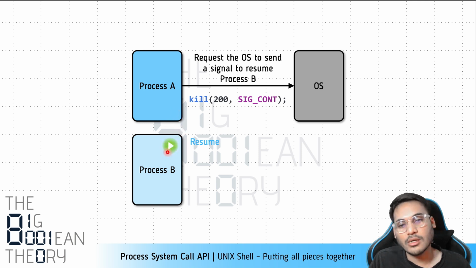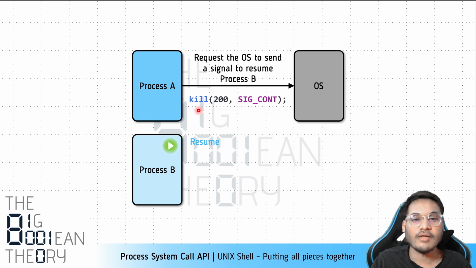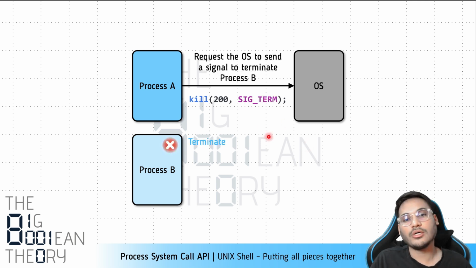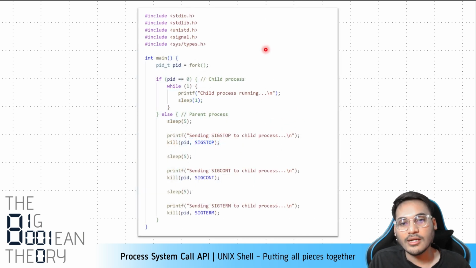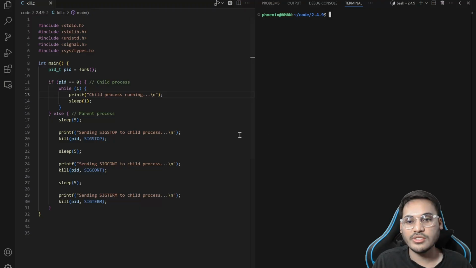Then if a process sends a signal to pause another process, it can also send a signal to the other process to resume execution. For that we have the signal SIGCONT that we just described. This is what process A calls, asking the operating system to send a signal to resume process B. And similarly, if process A has the necessary permissions, it can also terminate process B. For termination, the signal that we have to use is SIGTERM. So let us see a concrete example, right? Let us see this C code and see all three signals that we talked about in one piece of code. So let's go to the piece of code.